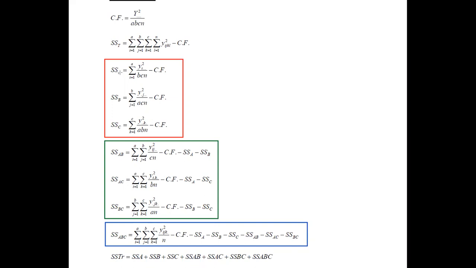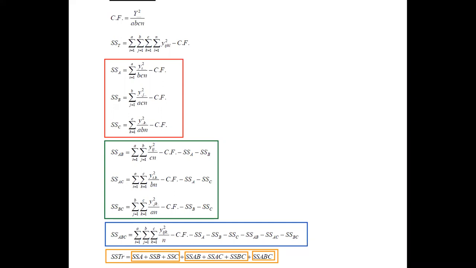And once you have identified all these main effects and the interactions, then you can simply sum them to obtain the value for SS treatment. The treatment sum of squares is taken as this set of main effects, these two-way interactions, and this three-way interaction. Therefore, this total gives us the value for the treatment sum of squares.